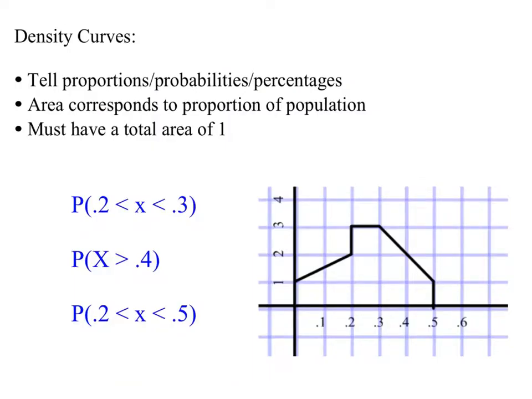So, one thing we talk about quite a bit in this class is density curves. And density curves are a way to talk about proportions or probabilities or percentages of a population. And we use this curve and we draw it, and the area inside corresponds to the proportion of the population that belongs in a category. So obviously, if we're talking about a proportion, the total area of the curve must be 1, or 100%.